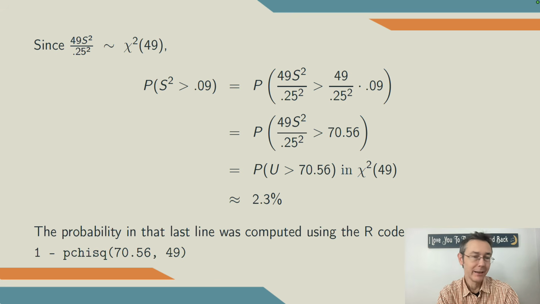The way that we'll do that is by taking the probability statement that we're interested in, the probability that s squared is greater than 0.09, and then multiplying both sides of that inequality by 49 over 0.25 squared to get a probability statement involving a distribution that we know. If we call the fraction on the left side of that inequality U, then we're looking at the probability that U is greater than 70.56 in chi-squared of 49, 70.56 being 49 divided by 0.25 squared times 0.09. That probability is about 2.3%, which I got using the R code 1 minus pchisq(70.56, 49).